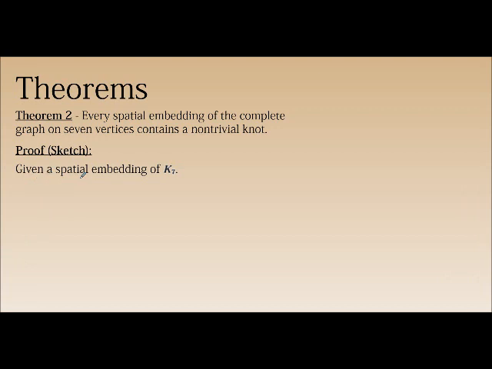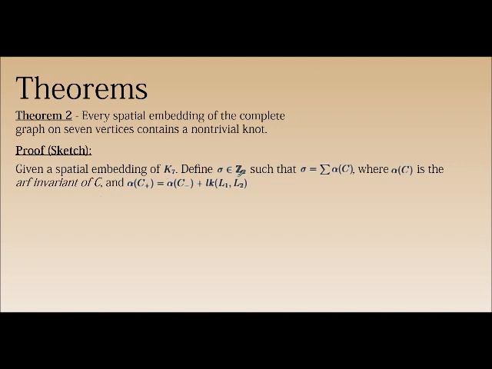So first, we're going to be given a spatial embedding of K7, and we're going to define sigma in Z sub 2 such that sigma is the sum of alpha of C, where alpha of C is defined as the Arf invariant of C, where this is where the higher level knot theory stuff comes into play. We get C sub plus, C sub minus, and the linking number of L1 and L2. That involves a smoothing of the spatial embedding of K7, where you're looking at all the possible crossing changes.